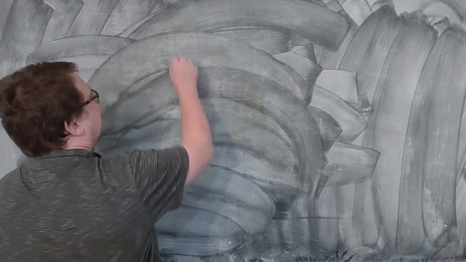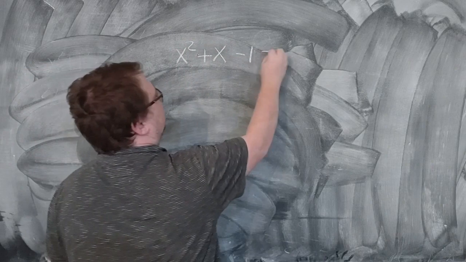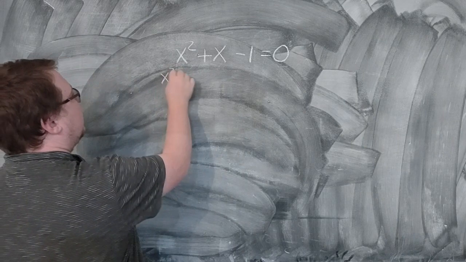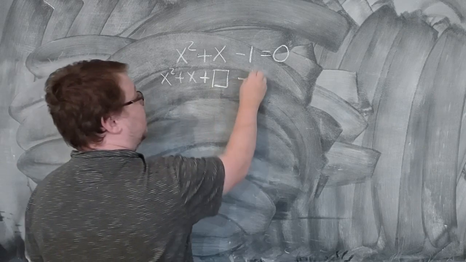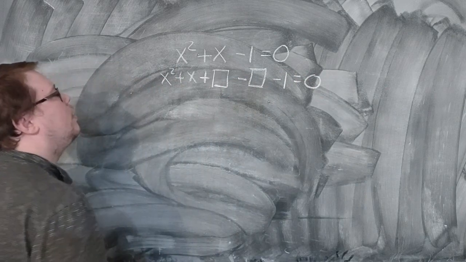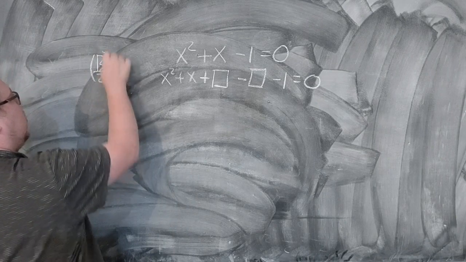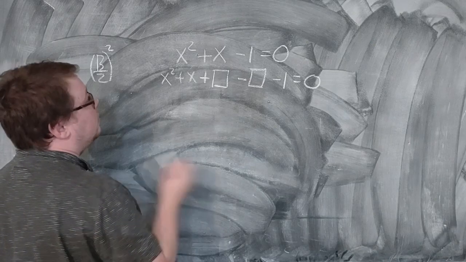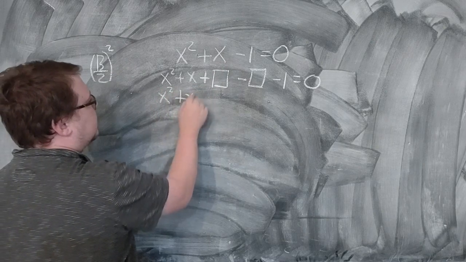So for example, let's say we have x squared plus x minus 1 equals 0. If we complete the square, we know that we're going to take x squared plus x plus some magic number, and then we're going to subtract that magic number, and then subtract 1 equals 0. And that magic number, we've been told, is b over 2 squared. In this case, b is 1. So 1/2 squared is 1/4.